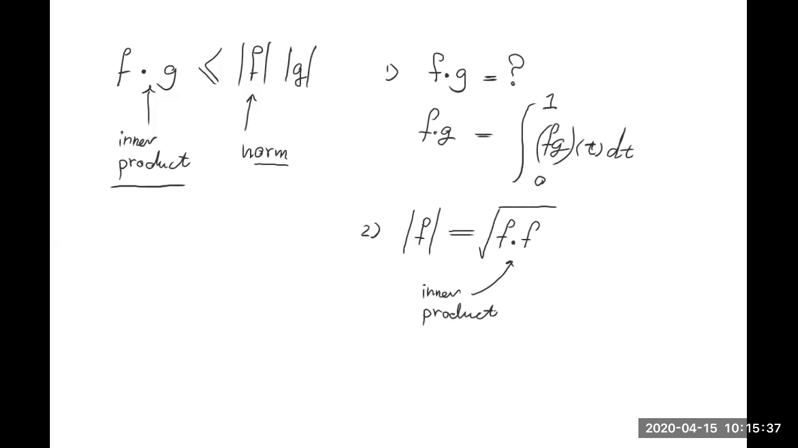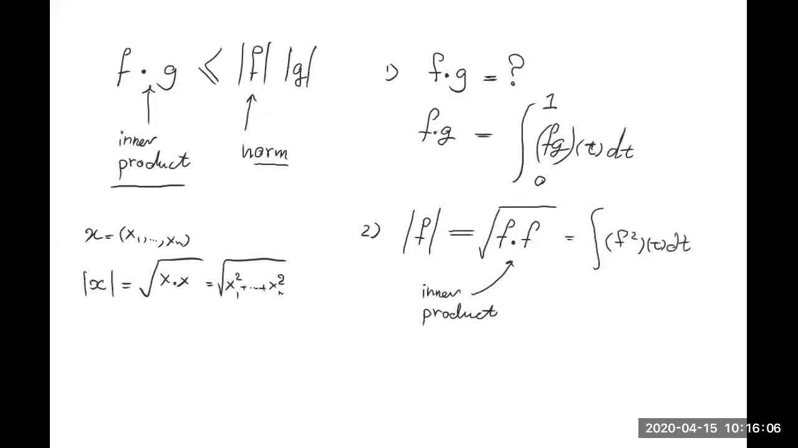Remember, that's what we do even for elements in Rn. If x is x1 up to xn, we define the norm of x to be the square root of x inner product x. And x inner product x is x1 times x1, which is x1 squared, up to xn squared. So here it's going to be the square root of the integral of f times f, which is f squared t dt from 0 to 1. It is one norm we can define on functions. There are a great variety of other norms which we can define on functions. I just mention the name here, although it's not very important at this point. This is usually called the L2 norm on the space of functions.